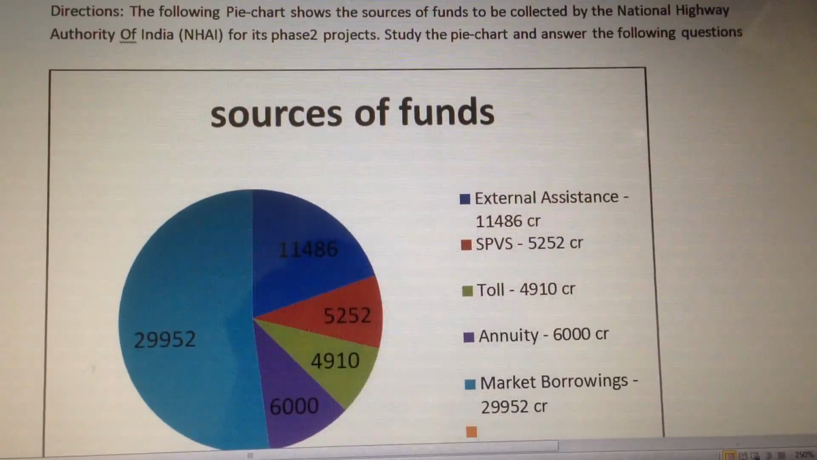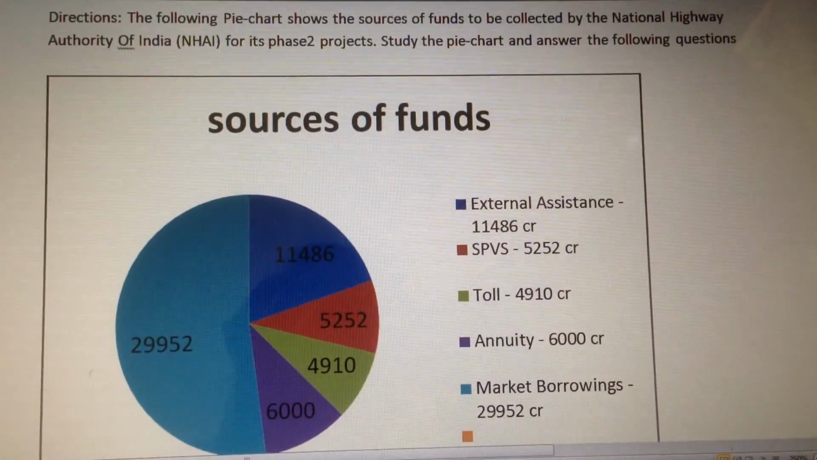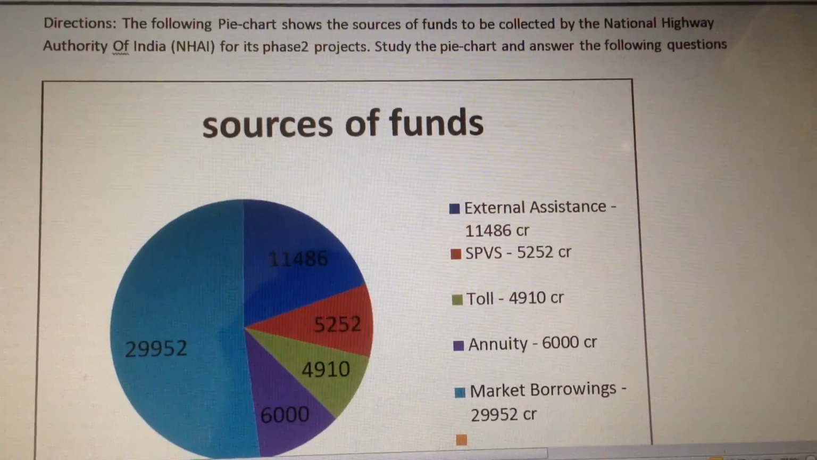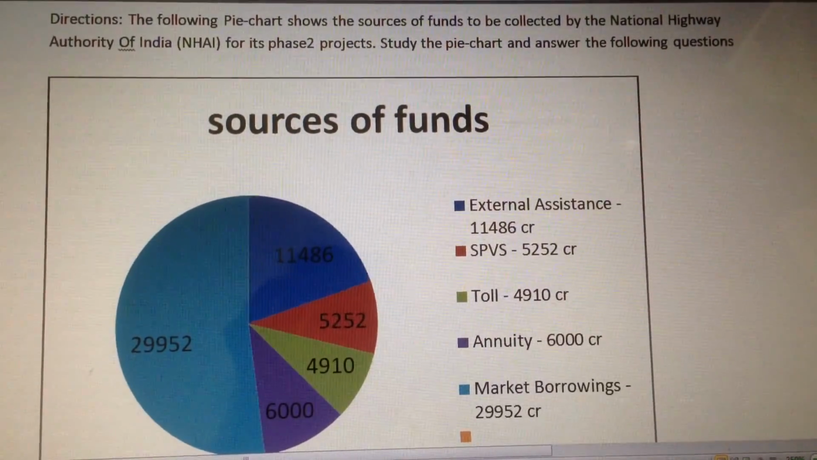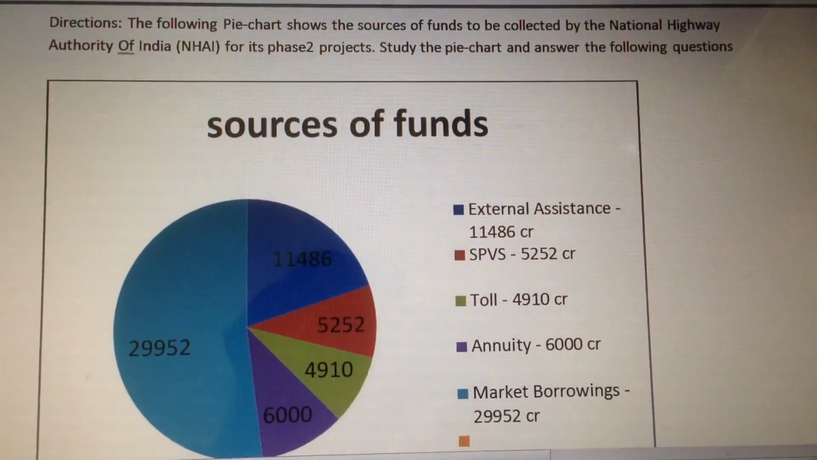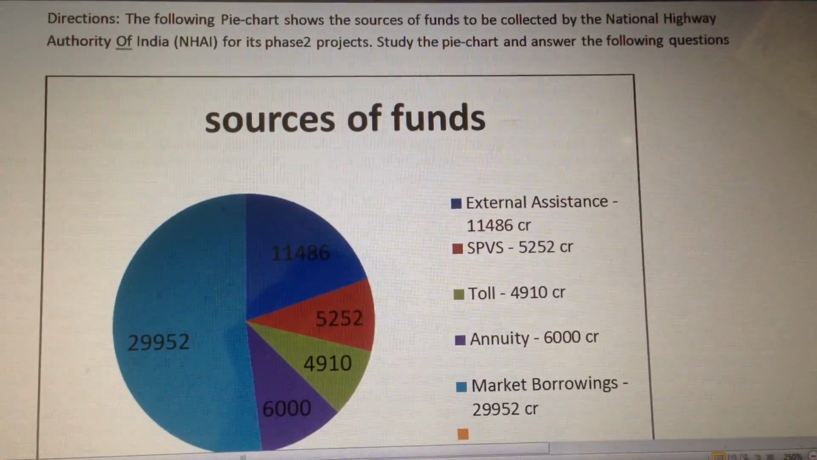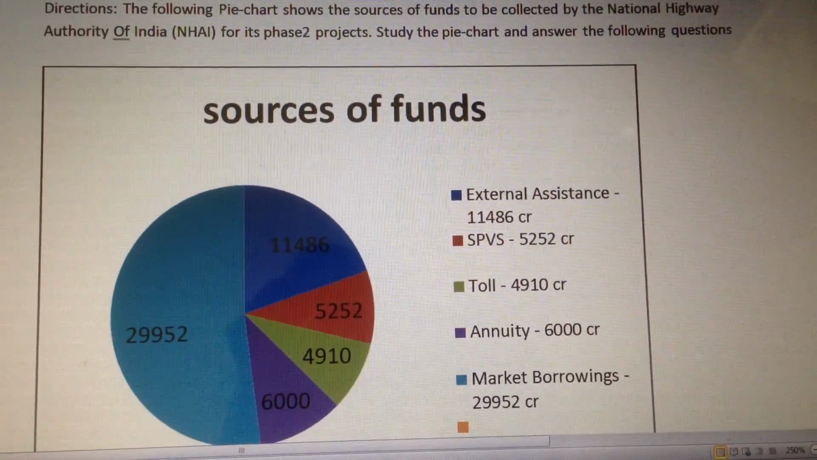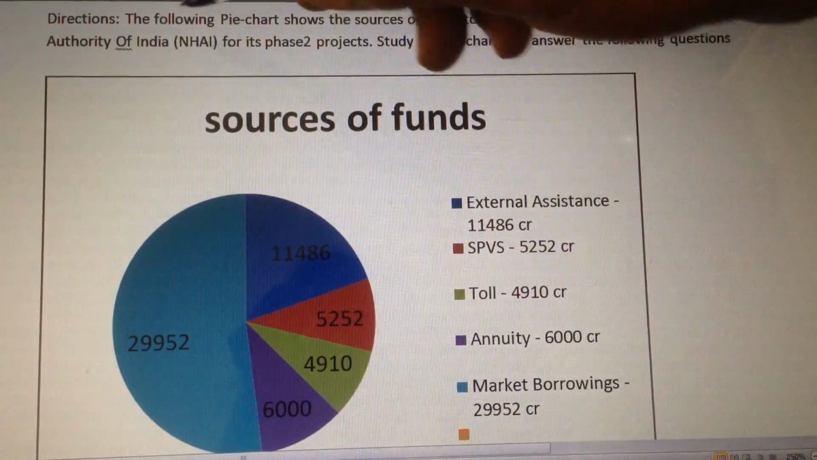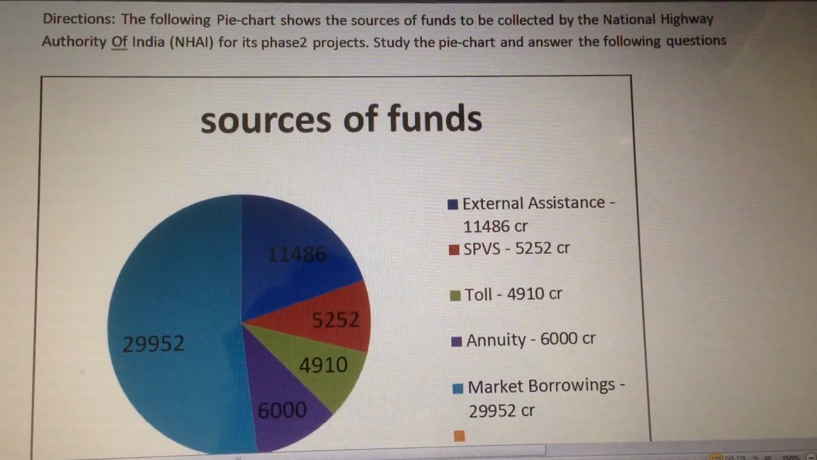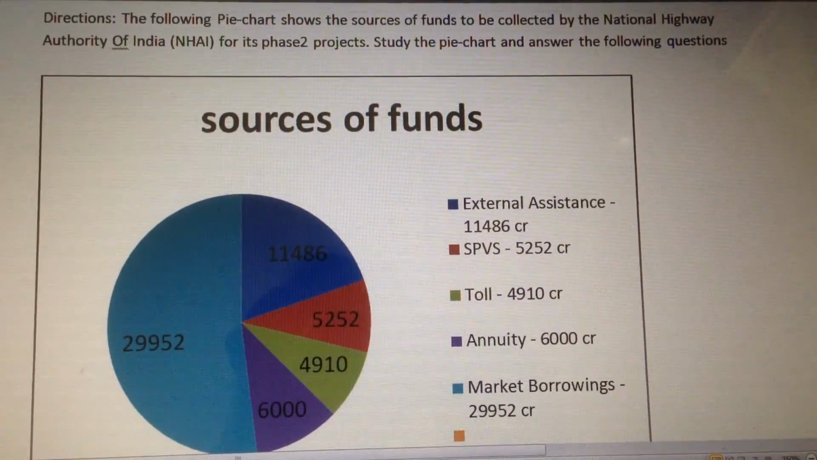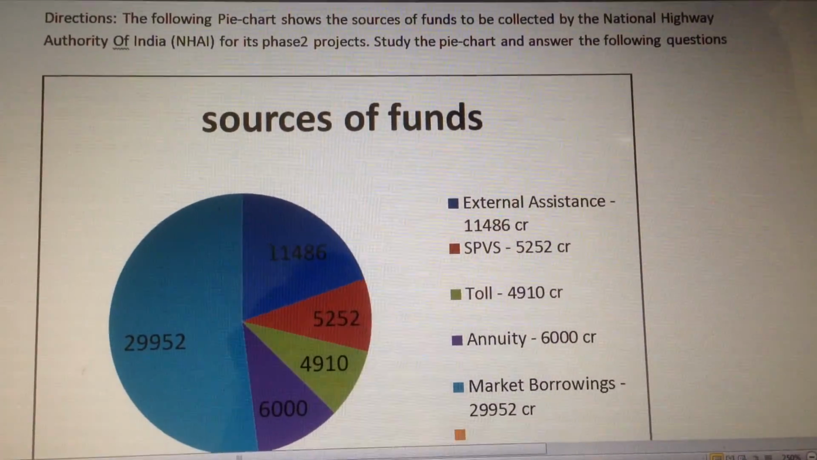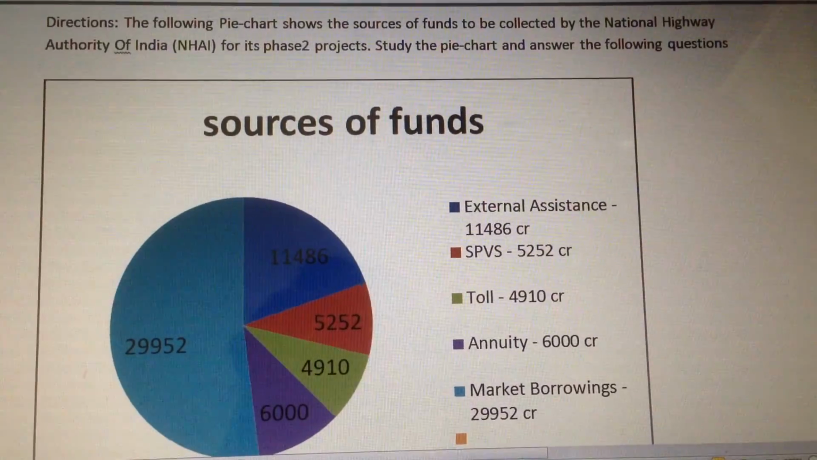Next, question number 112 to 114 are data interpretation questions, and a pie diagram is given here. Directions: The following pie chart shows the sources of funds to be collected by the National Highway Authority of India for its phase 2 projects. Study the pie chart and answer the following questions. So 3 questions are based on this diagram.